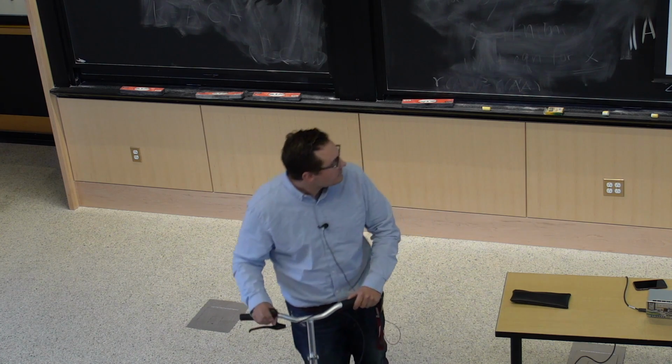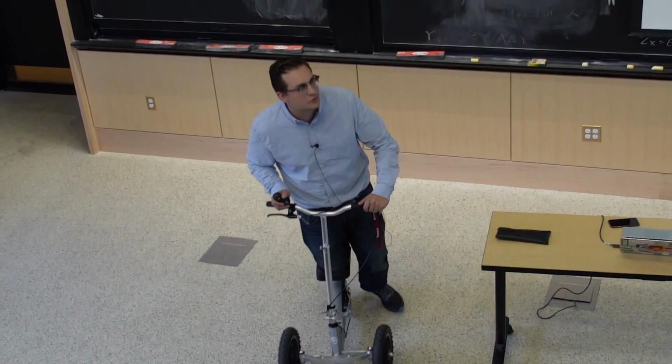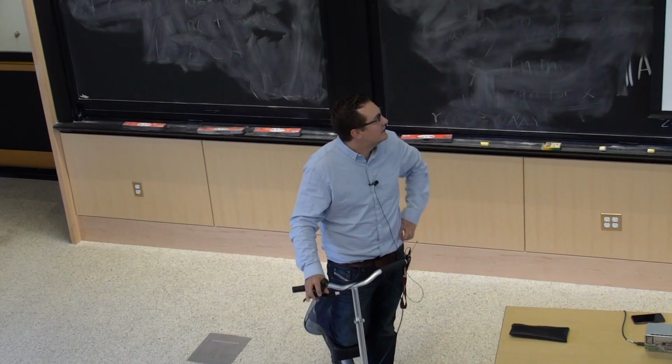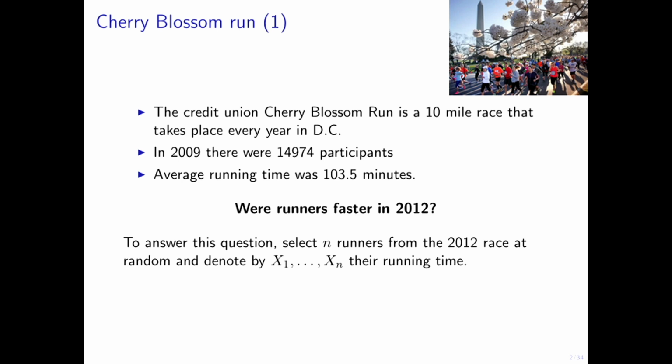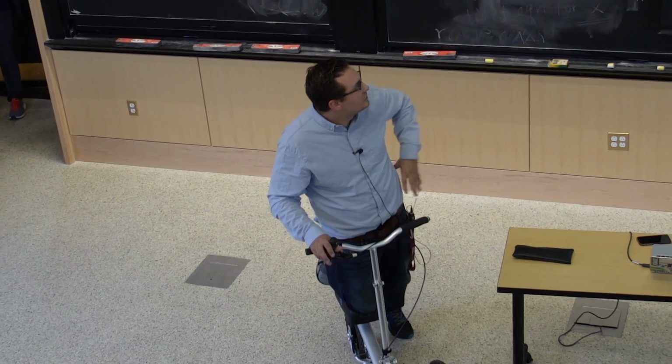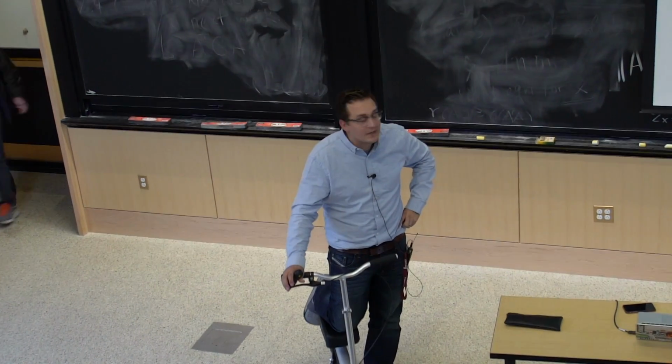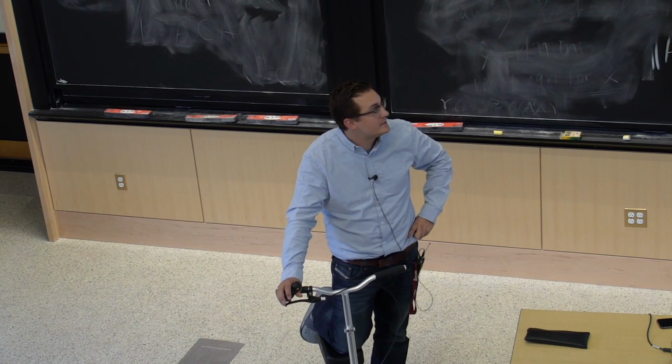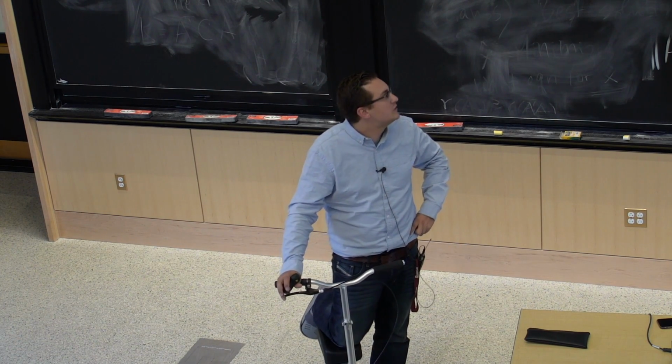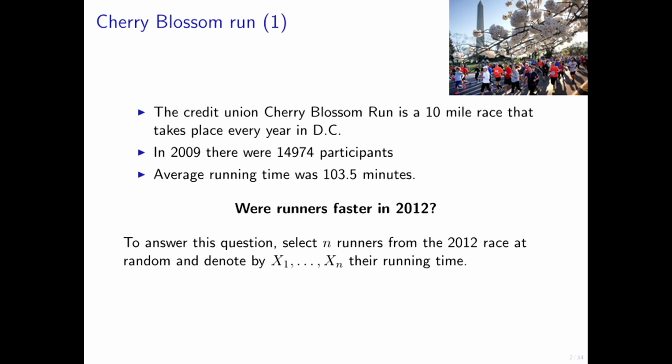So as an example, I want to talk to you about some real data. I will not study this data, but it actually exists. You can find it on R. It's the data from the so-called Credit Union Cherry Blossom Run, which is a 10-mile race. It takes place every year in DC. In 2009, there were about 15,000 participants, a pretty big race, and the average running time was 103.5 minutes, about an hour and a half or a little bit more.